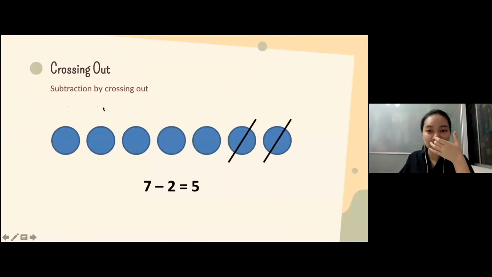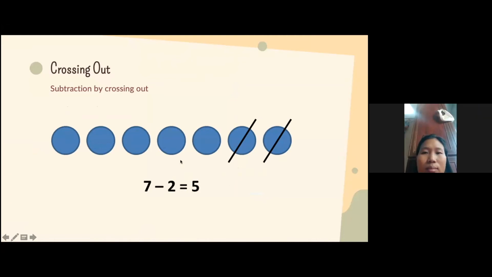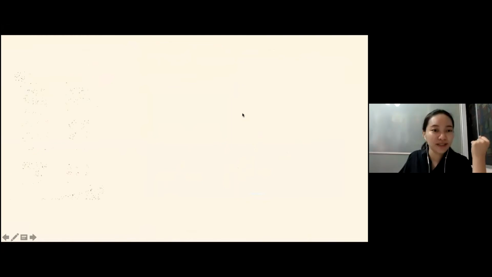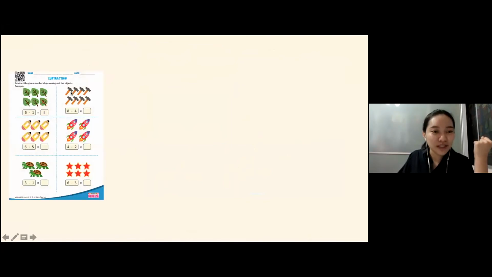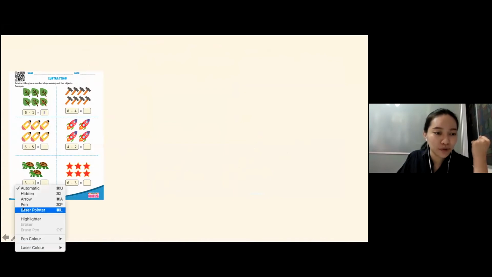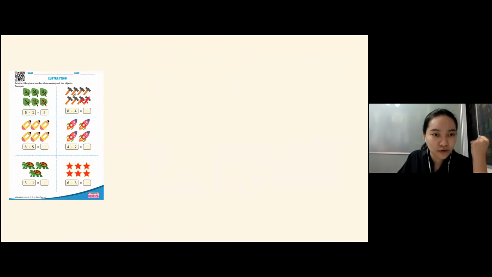Then the second one will be crossing out. Subtraction by crossing out means you give them 7 dots and ask them to cross out 2. Minus can be crossed out. It's pretty straightforward. You can have this kind of worksheet. So ask them to count how many I have in total. I have 8. Then how many do I need to cross out? 4. Then the kid will be crossing out 1, 2, 3, 4. How many left? 4.